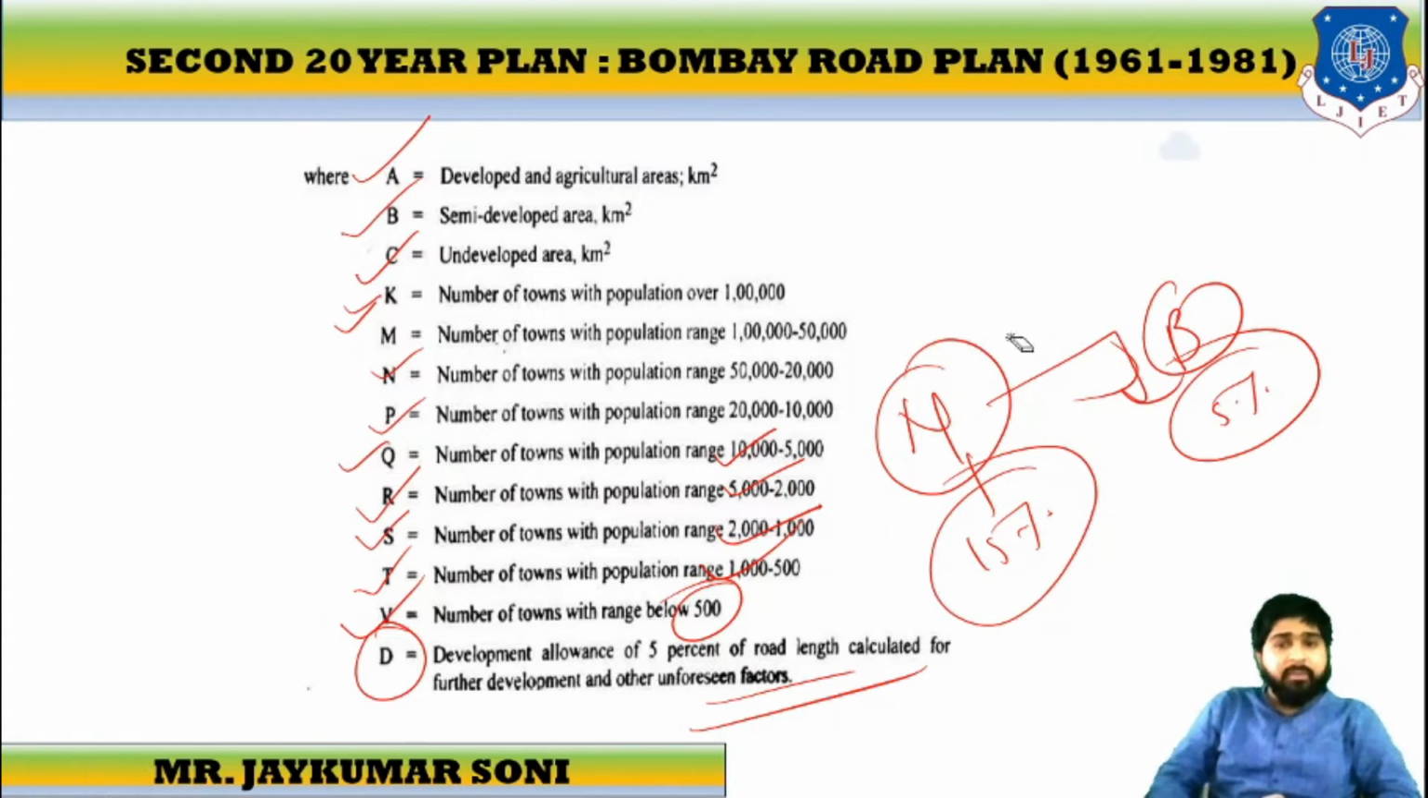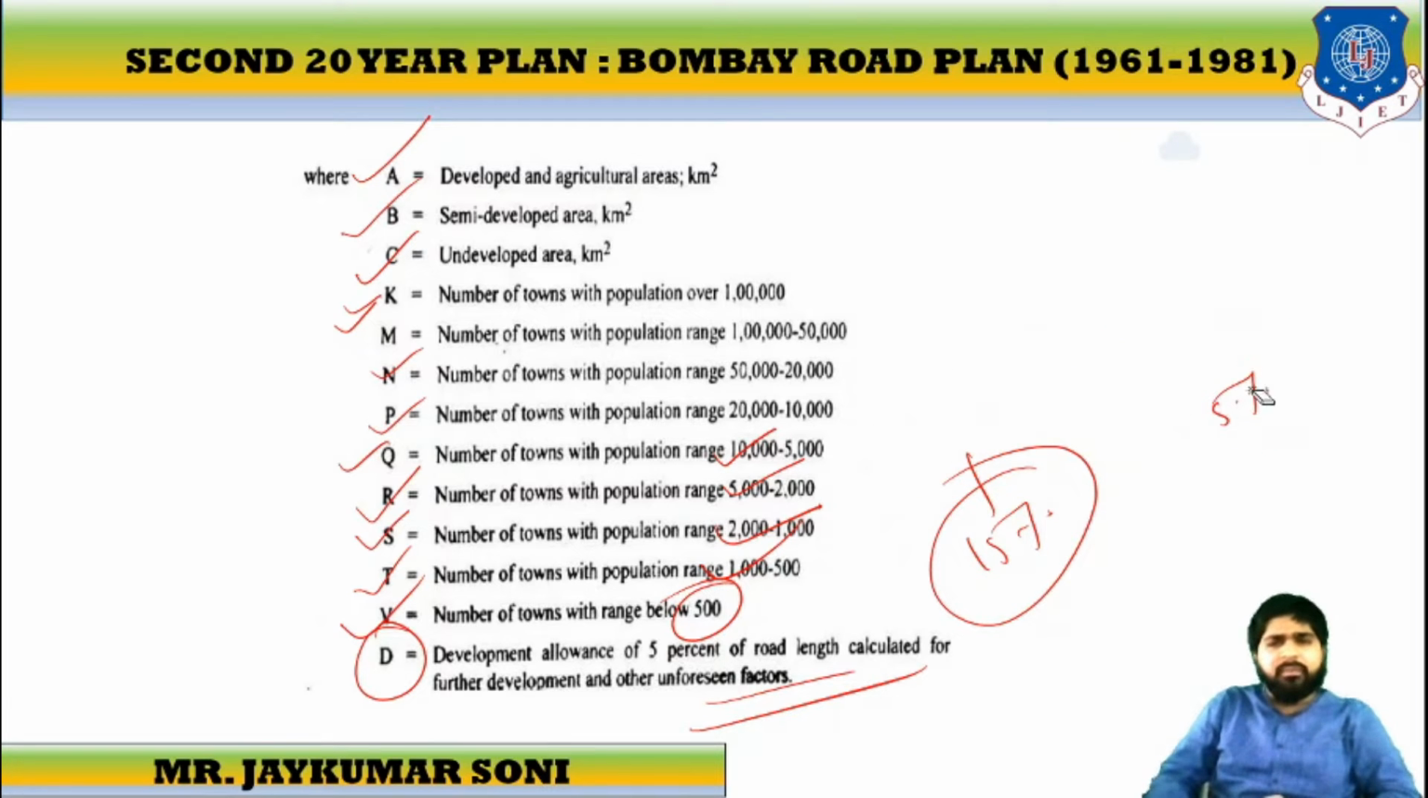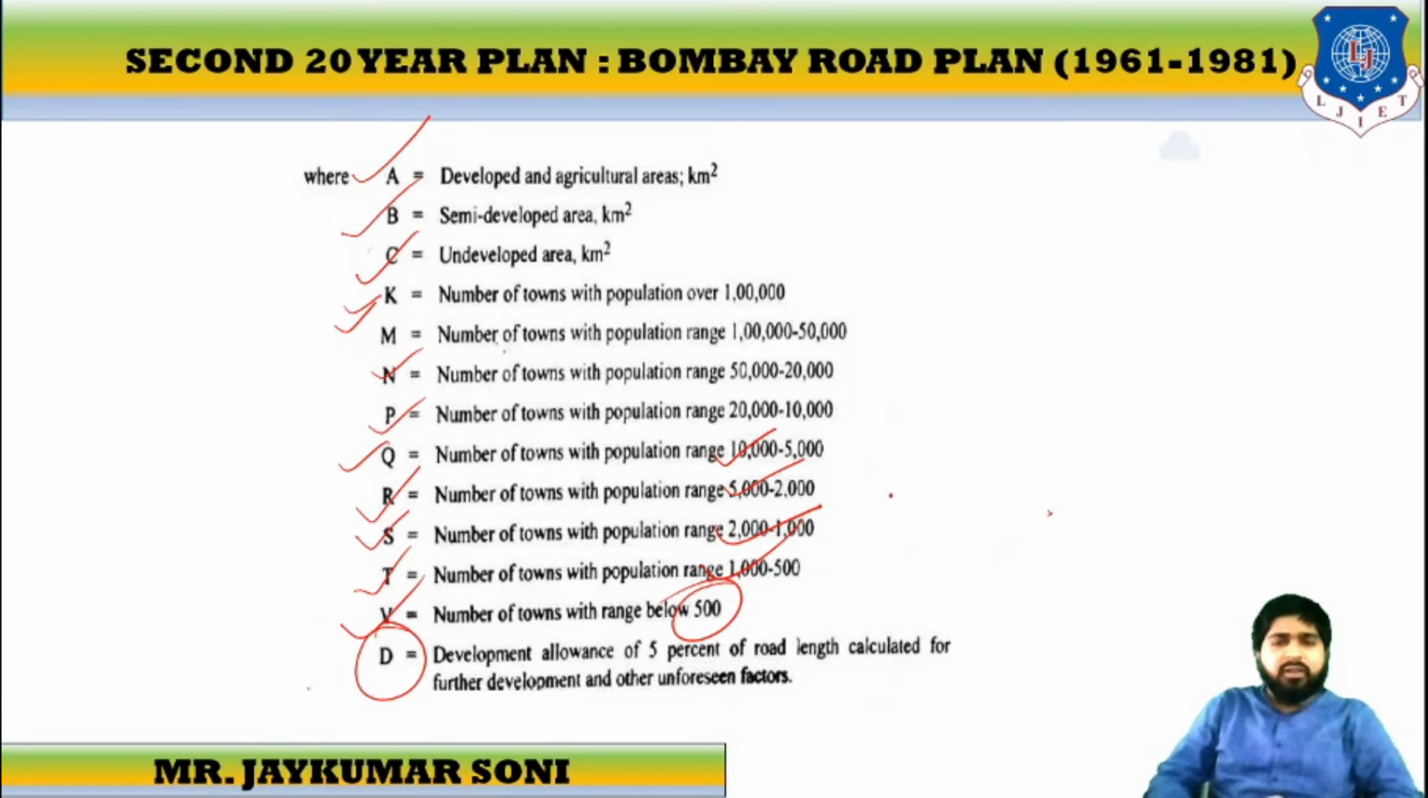You do not need to remember this actually, but you can understand this, or you can start conceptualizing the things from V. V is less than 500. Then comes T. It is from 501 to 1000. Then comes S, that is from 1000 to 2000.